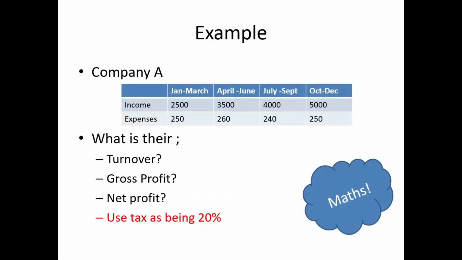Okay, so now it's time to see what you've learned. Here are the sales figures for company A for a whole year. I would like you now to work out what is their turnover, their gross profit, and their net profit for the year as a whole. You can use taxes being 20%. I'll give you a few seconds to have a think about that and do some calculations.